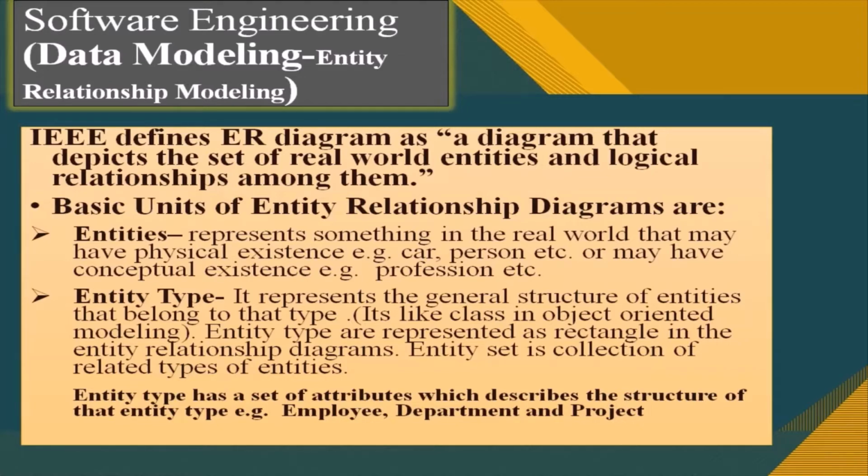Entity type. It represents the general structure of entities that belong to that type. It's like a class in object-oriented modeling. Entity types are represented by rectangles in entity relationship diagrams. An entity set is the collection of related entities of a type. An entity type has a set of attributes which describe the structure of that entity type, for example, employee, department, and project.